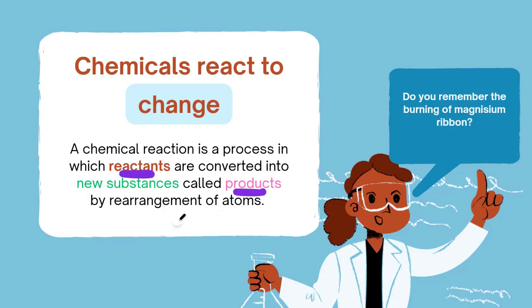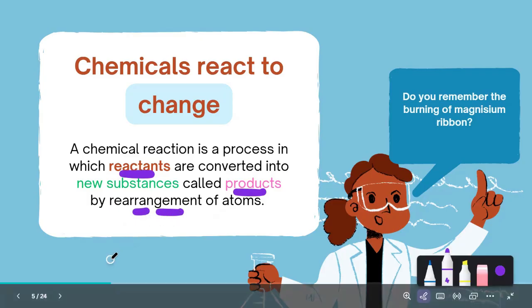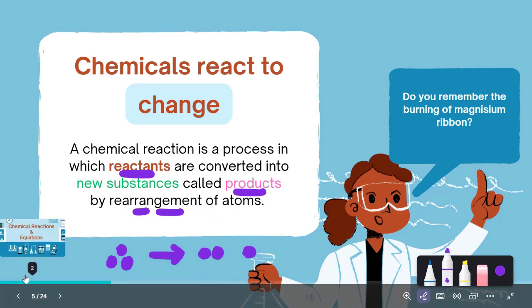What are the new substances? Products. And our original substances are reactants. So reactants are changing into products. And how is it happening? By rearrangement of atoms, right? So in our reactant there are certain atoms which are arranged like this, and after the reaction some rearrangement is happening and a new substance is getting formed.